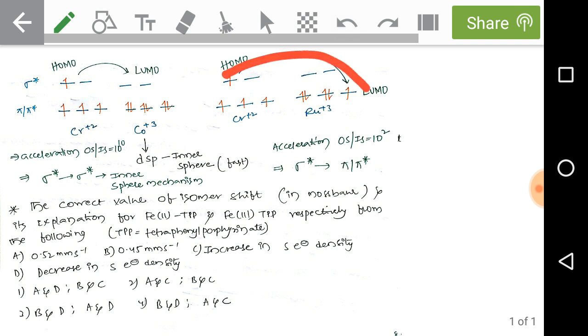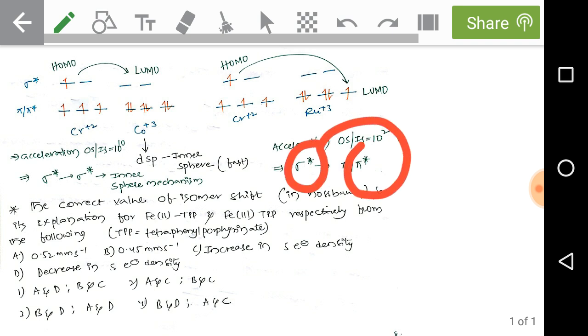So the transfer from sigma star to pi star, this transition is the lowest speed. That is 10 power 2, acceleration is 10 power 2 for this. That's why this transition is the slowest one. The first transition is the slowest one just due to the transition from sigma star HOMO to pi star LUMO.